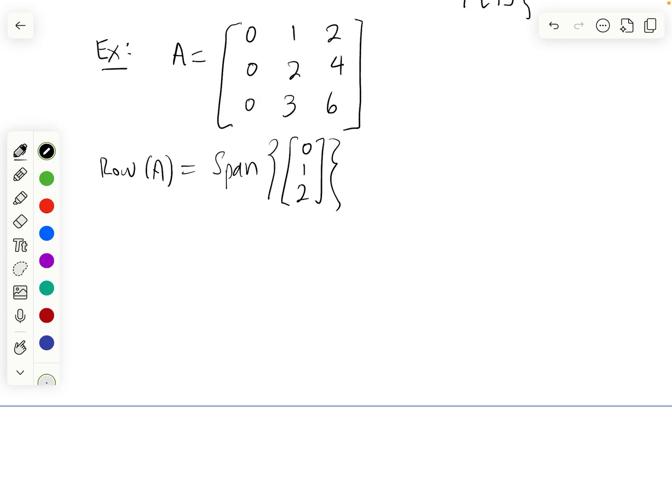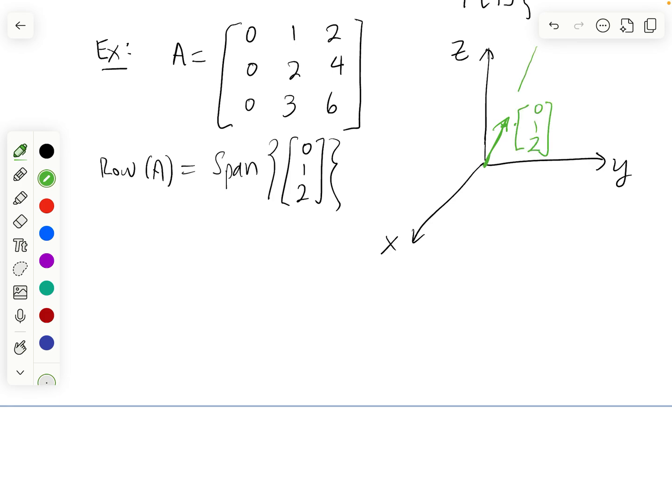Okay, let's draw the picture here. So 0, 1, 2 is something like this, or maybe here. Okay, so the span of this vector, that's the row space of A.